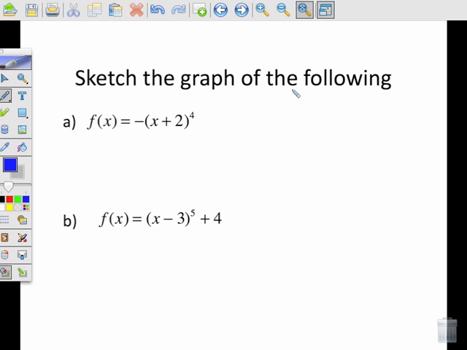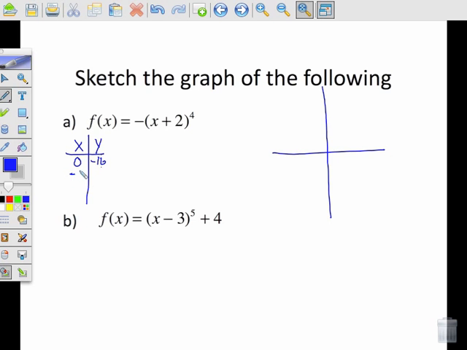Sketch the graphs of the following. All right, here we go. We're just going to do a couple points. We're going to do it by hand. Let's build a table of values. What you can do is calculate. Let's go ahead and put in 0 for x. If you put 0 in, you're going to have 0 plus 2. 0 plus 2 is 2. 2 to the fourth, so my output is negative 16.